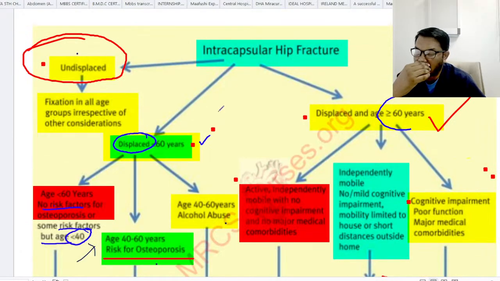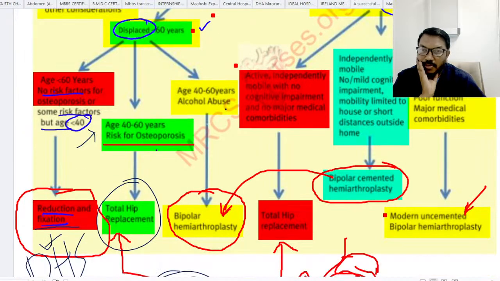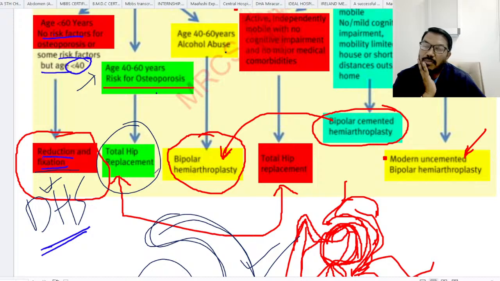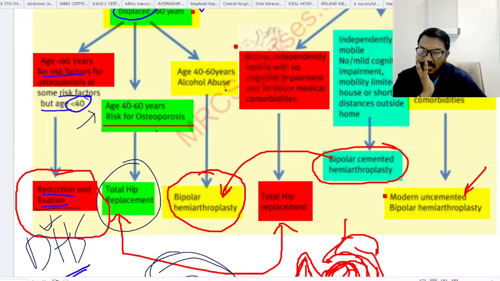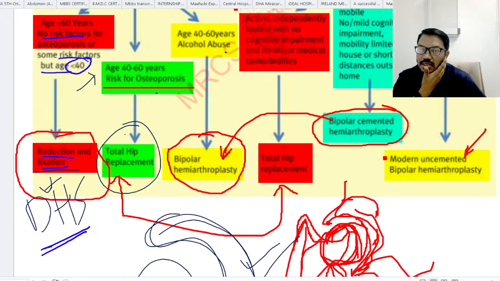But if age is less than 60, specifically less than 40, with some risk factor, maybe the patient is smoking or has hypertension or some obesity, diabetes, then we can also fix with dynamic hip screw. Now, age 40 to 60, and he has some risk factor of osteoporosis, maybe family history or some other bone disease like rickets or osteomalacia, anything. Then we have to give him a brand new hip because with the old one he cannot survive. That is by total hip replacement.